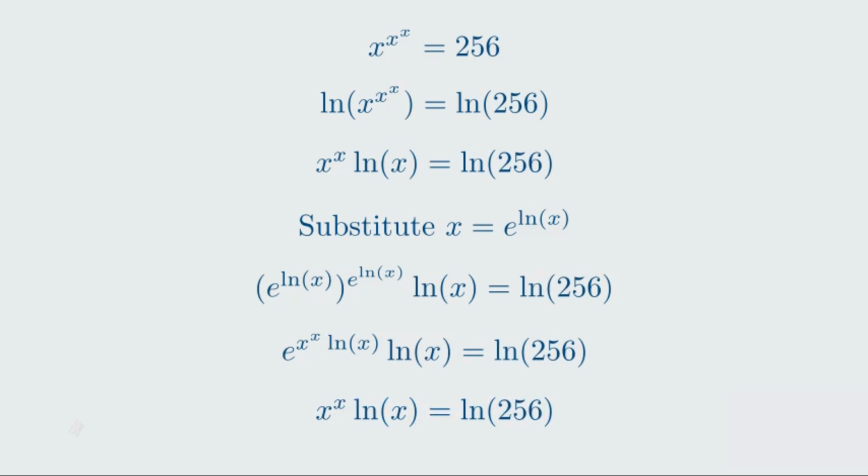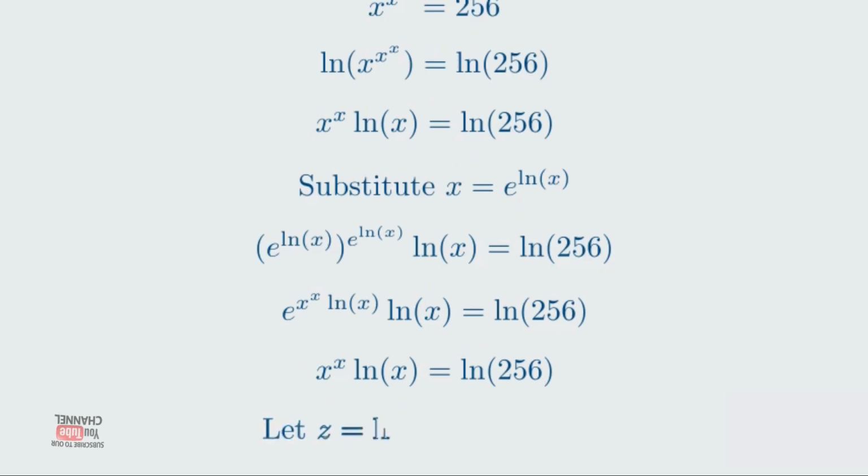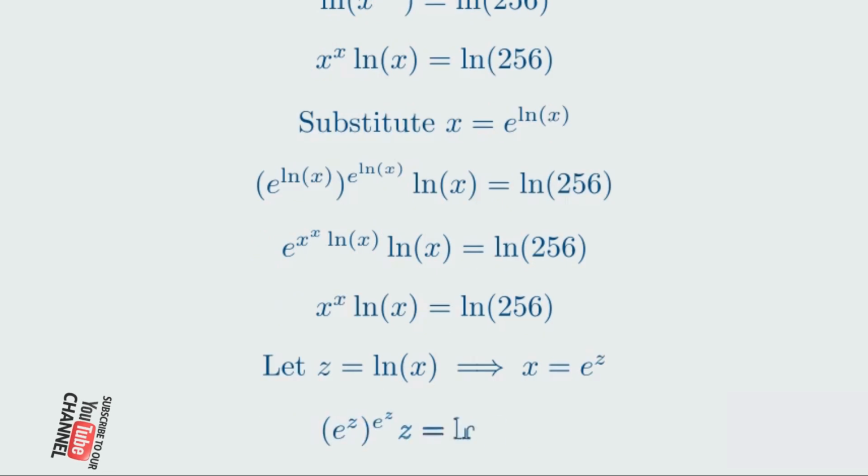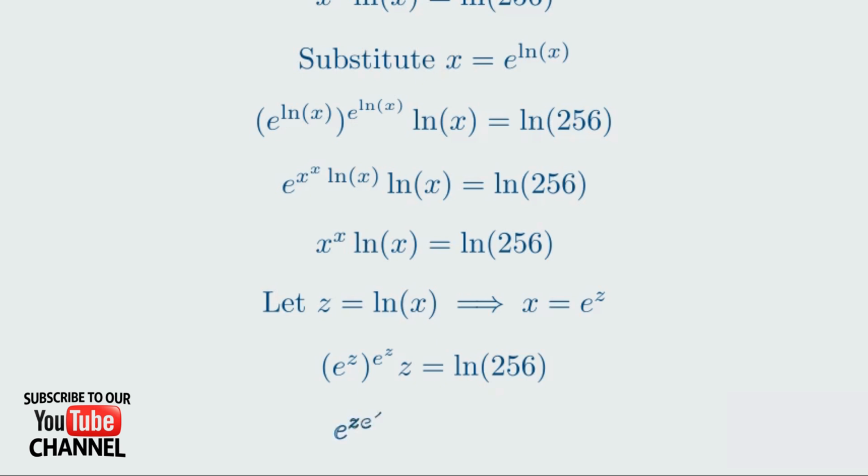Now let's use the substitution we were trying to make earlier. Let z equals ln x. If z equals ln x, then x must be e to the power of z. Let's substitute these into our equation. Again, using the exponent rule, a to the b to the c equals a to the bc, we multiply the exponents. We get e to the power of z times e to the z multiplied by z equals ln 256. This looks like a difficult equation to solve.